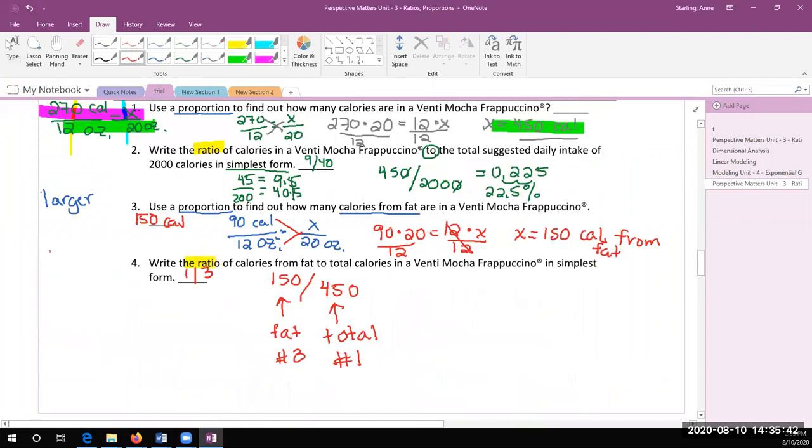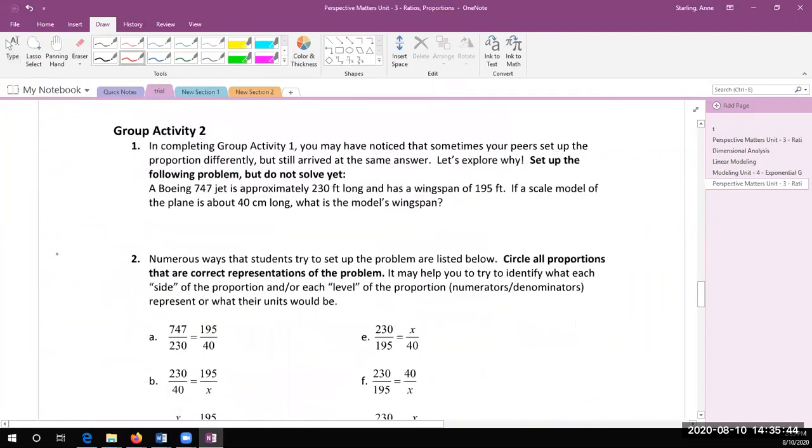Just like this second one, your part 1 may look different than mine because there's 4 possible answers. So I'm actually going to jump to question 2 first.